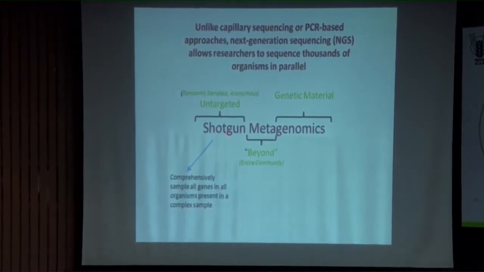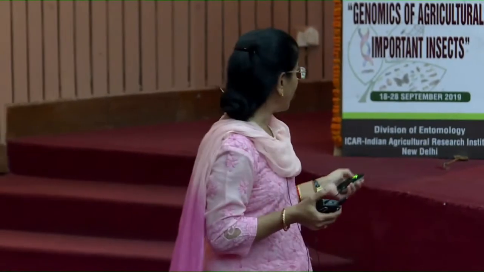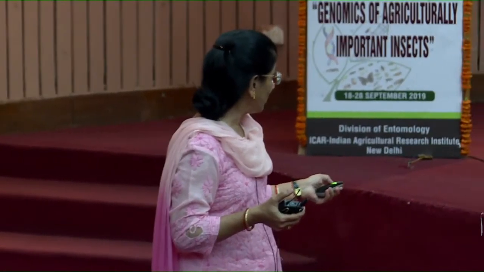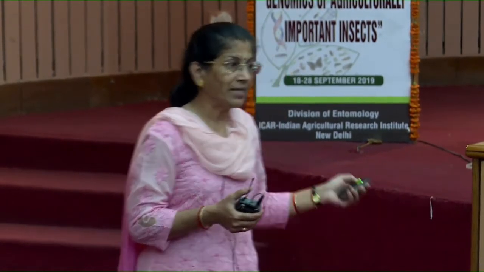Now, when I'm talking about shotgun metagenomics, shotgun is what? It is untargeted. Suppose I am using a 16S primer, I am going to exclusively amplify the bacterial genetic material, isn't it? Or if I use an ITS primer, I will only exclusively concentrate on the fungal population. But when we do a shotgun one, it is untargeted. It will take care of all the genes in the sample, in all organisms present in a sample. That means indiscriminately, without any bias, all the organisms present in that community or in that sample will be targeted.